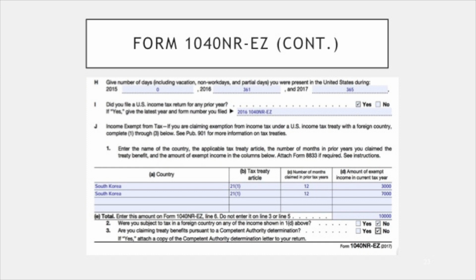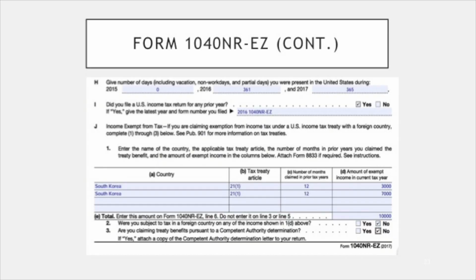On line 7, again, we mentioned that you would add up your total wages and scholarships that are exempted by treaty and put on this line. And then this is state tax withheld, which is treated as income. State income tax paid would be an itemized deduction that you could take on, well, on the 1040-NR-EZ, it's line 11.